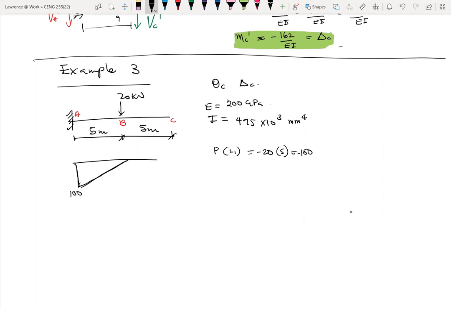Right, so minus 100. Okay, so it means that our bending moment is a negative bending moment. Once we have this, we load it on the M over EI. I mean, we load this on the conjugate beam.